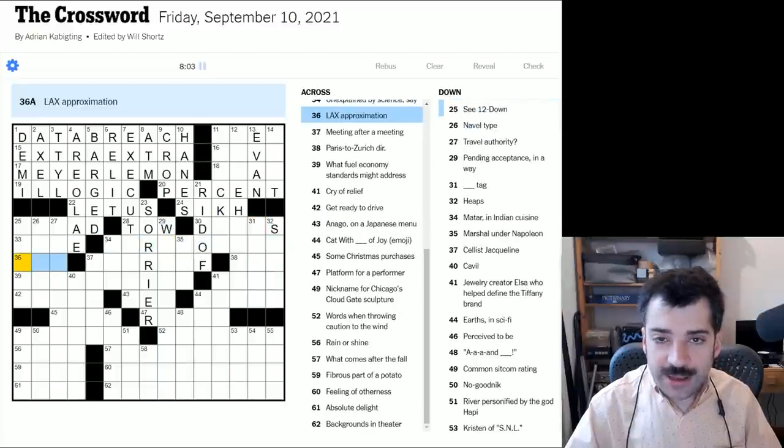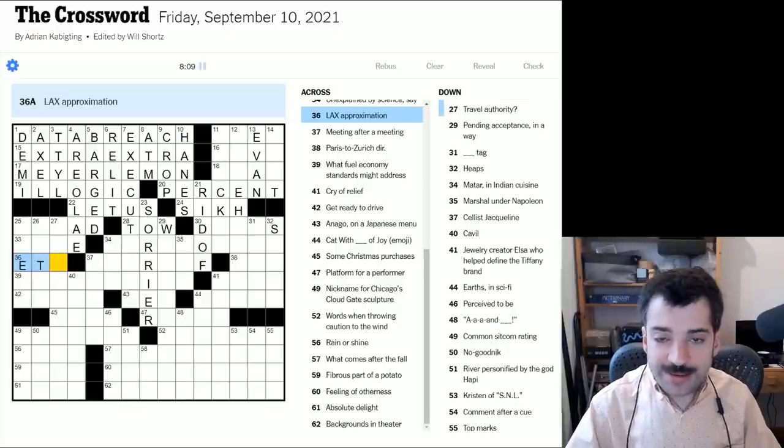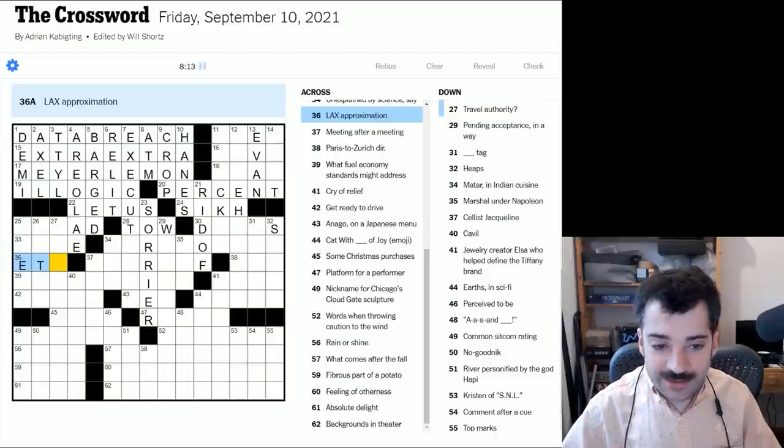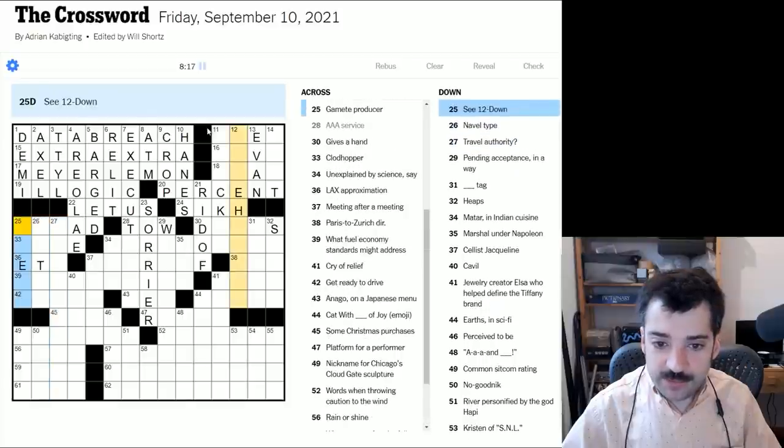LAX approximation. LAX is Los Angeles International Airport. So an approximation at an airport could be an estimated time of either arrival or departure, so an ETA or ETD. Don't really think there's any way to collapse that down just yet, but let's look around a bit.